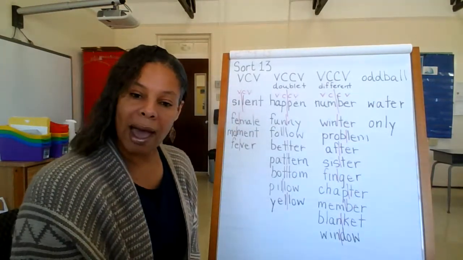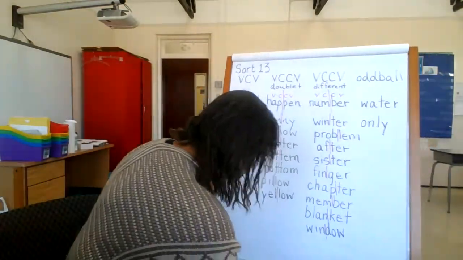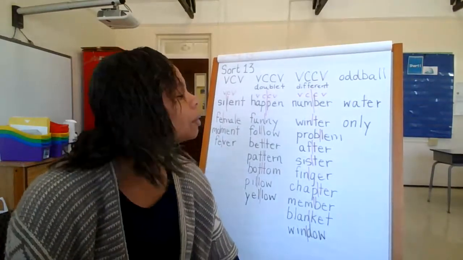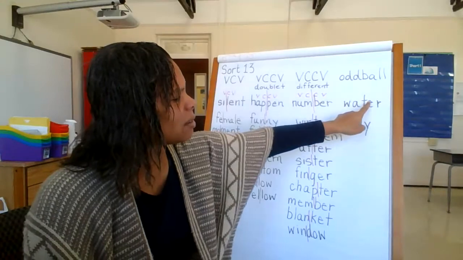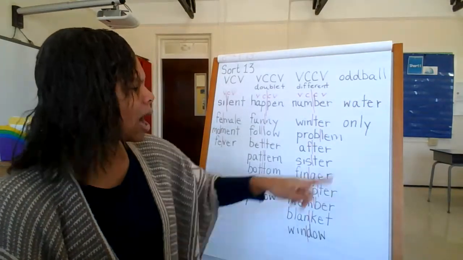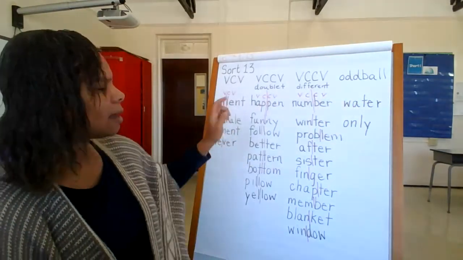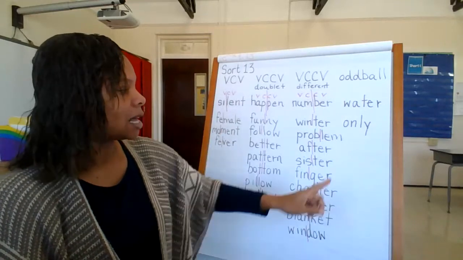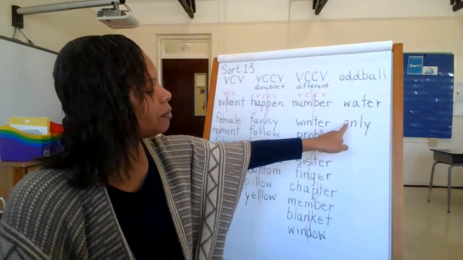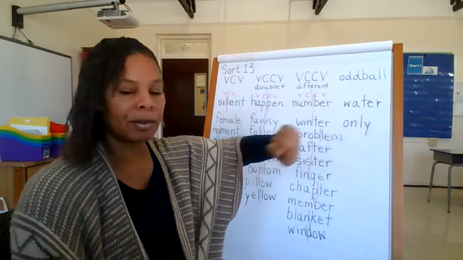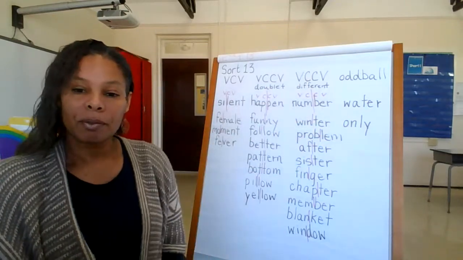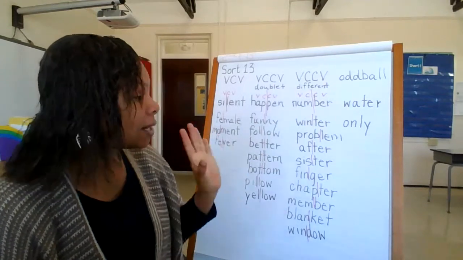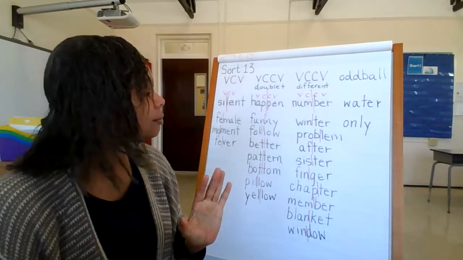All right, so I have two words over here in the oddball category. Why do I have them in the oddball category? So I want you to tell me right now, okay? So looking at it, I see a VCV combination. So how come that word didn't go right here? In this word, I see a VCCV different combination. So why didn't that word go right here? So put me on pause. I want you to have a little think about it before I tell you the answer.